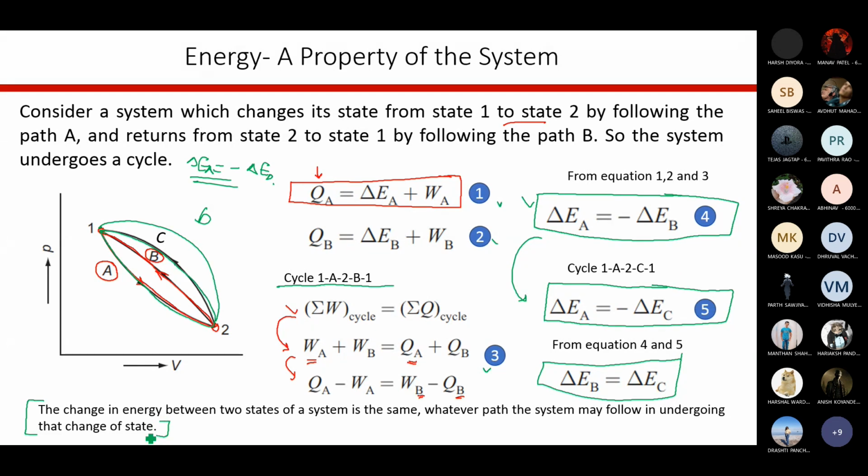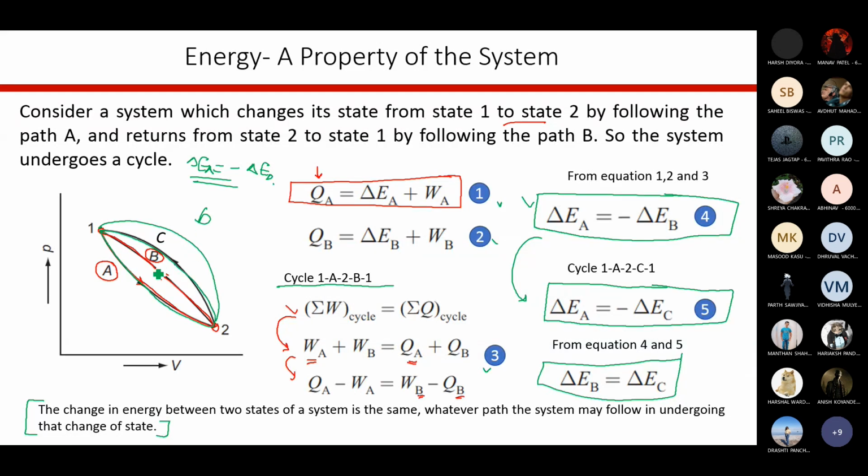So the change in internal energy between two states of a system is the same, irrespective of which path you follow. Whether you follow path B, path C, path D, or any other path for that matter, as long as your initial state and final state are the same, delta E in any of the processes remains the same. Clear? Yes, sir. Clear.